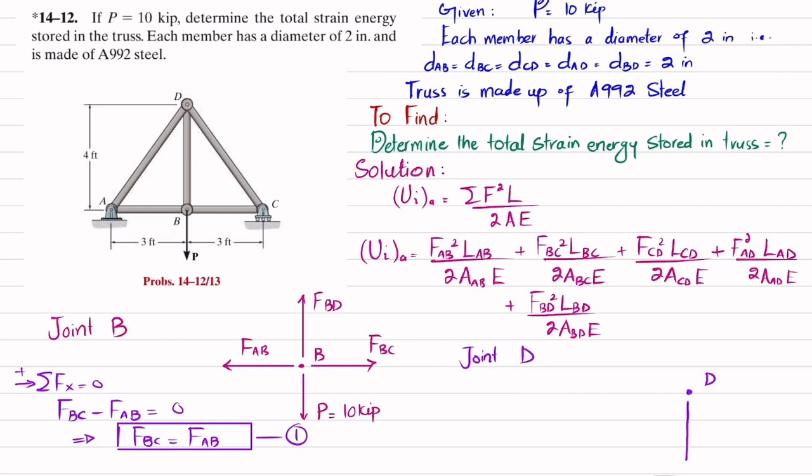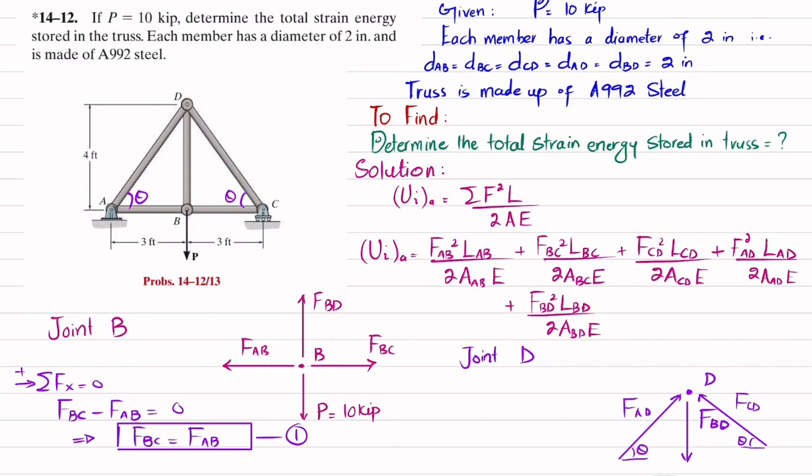Here you have F_BD. Clear? At this point you will have F_AD, and another component will be F_CD. Now you can see this is making an angle theta horizontally. This is also theta. So you can see this is theta and this is also theta. Clear? So we will find these forces by using equations of equilibrium.